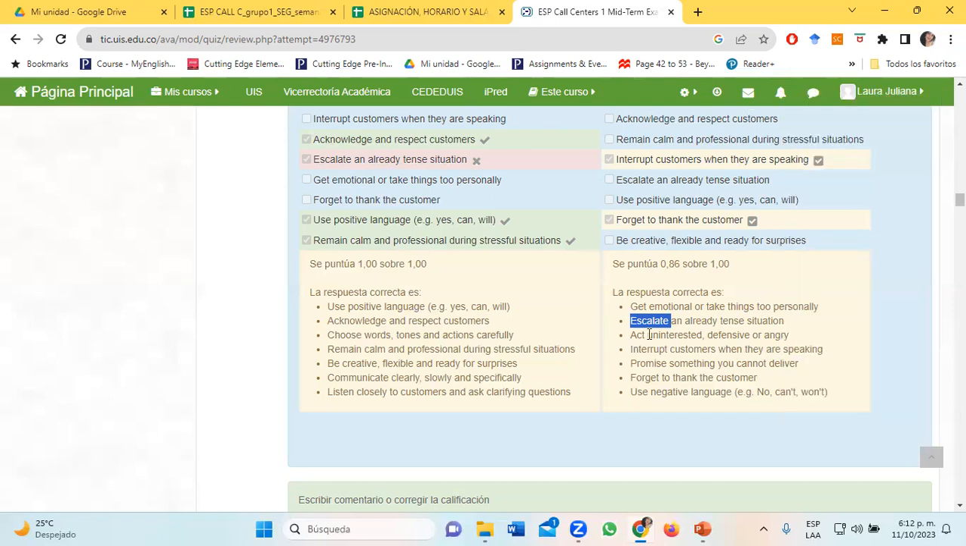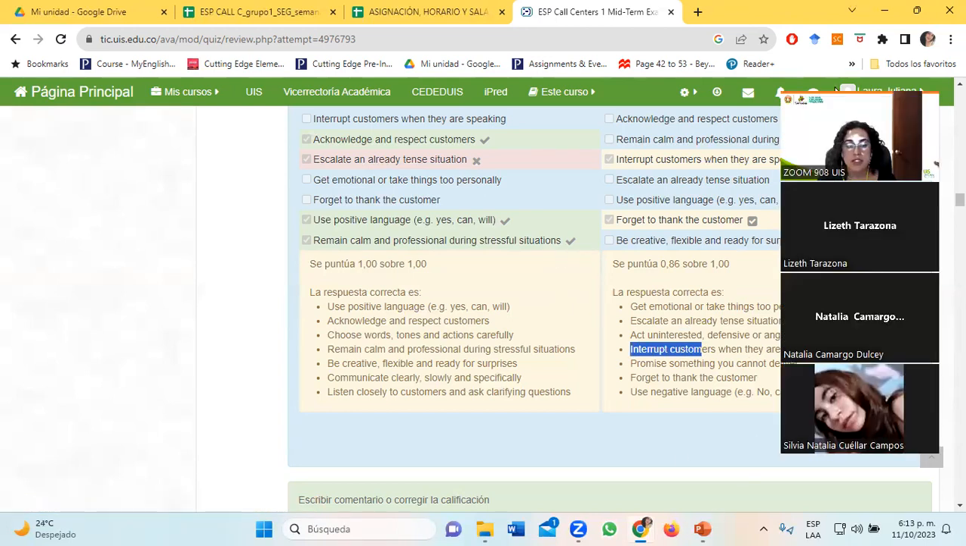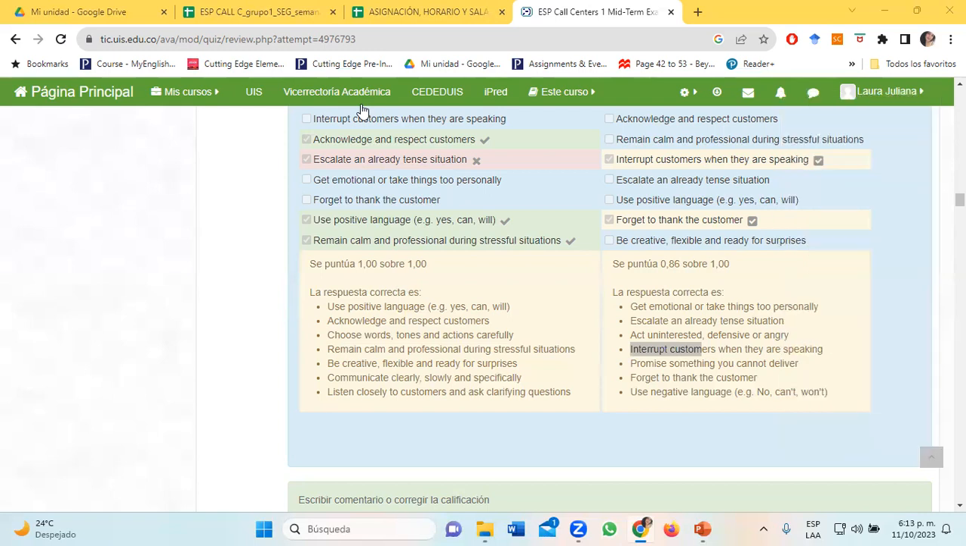Don't act uninterested, defensive, or angry again. So this is not something that we should be doing, to get defensive or angry. Of course, don't interrupt the customers when they're speaking. This could happen. Maybe you want to help or try to help them, but always let the customer speak and then you will respond to them. Don't cut them off or interrupt them.